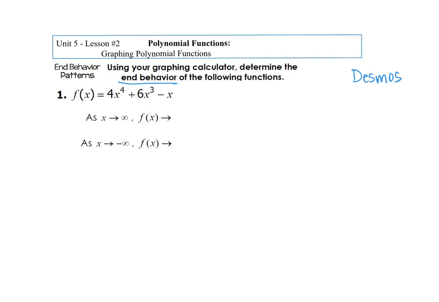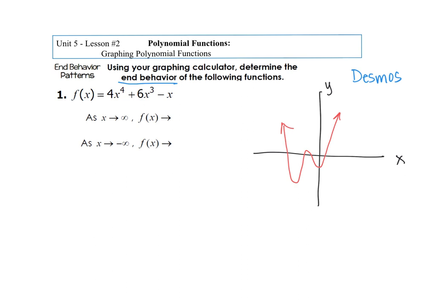I just typed in the equation, 4x to the 4th power plus 6x cubed minus x. And let's see if this is my x and my y axis. Okay, I throw this on, and I get roughly something that looks like this. This is the picture that I'm shown on the graphing app of my equation, 4x to the 4th plus 6x cubed minus x.